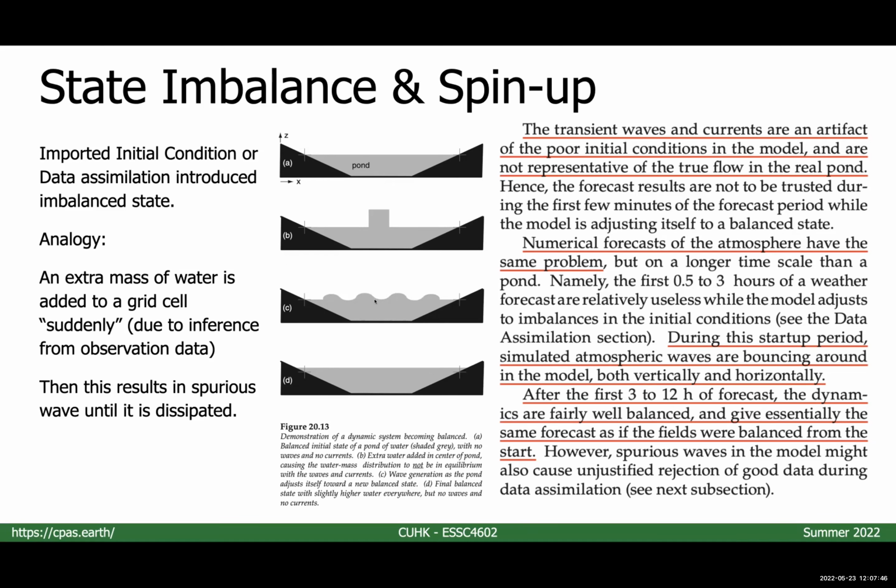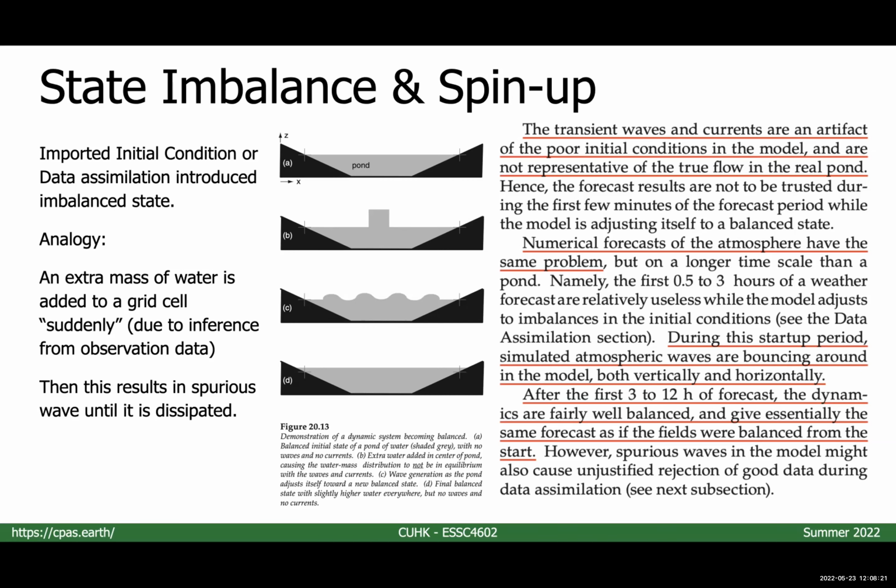So this is what will happen in the spin-up period. Some erroneous waves will come out, and then you need to wait for such spurious artifacts to disappear via dissipation. Usually it takes several hours of simulation for this to be dissipated. So usually you use 12 hours for spin up, then that will be all right. And after these are gone, the simulation data afterward can be regarded as what you can get from prediction simulation.